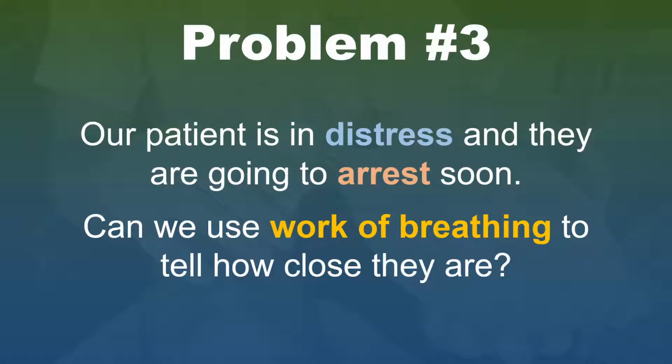So we now understand the relationship between tidal volume and respiratory rate, and how there's a sweet spot for optimal ventilation. But now we have a patient in front of us with shortness of breath. How can we evaluate the patient's complaint along with other signs like work of breathing to determine how close they are to respiratory arrest?